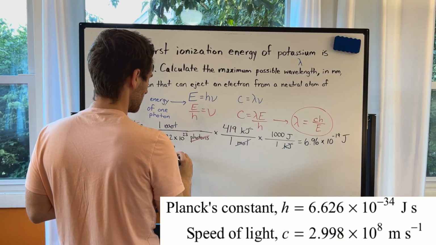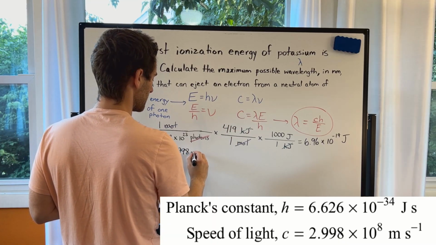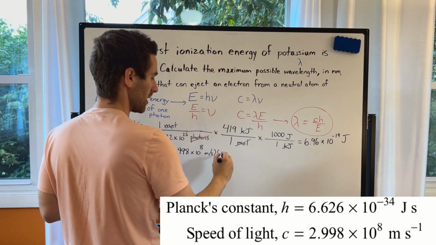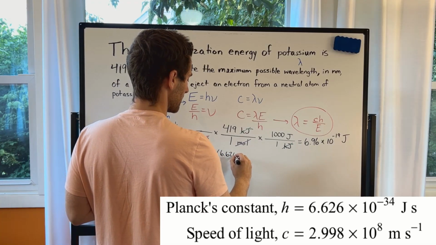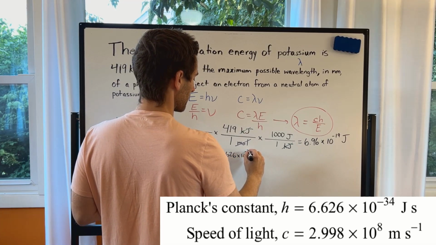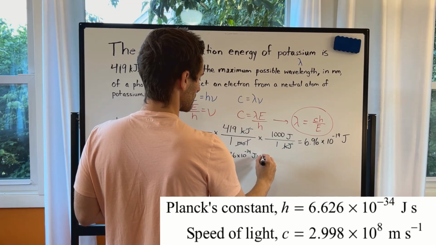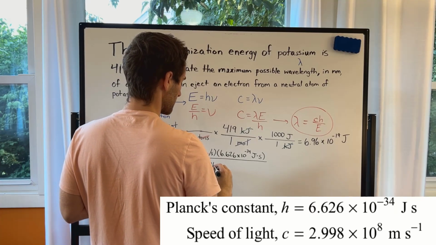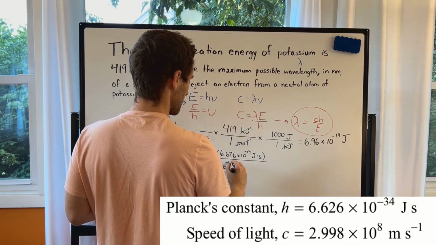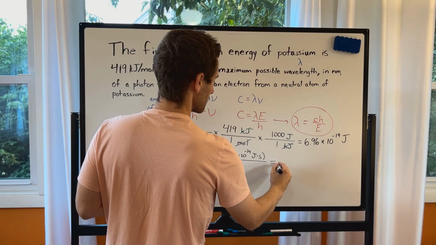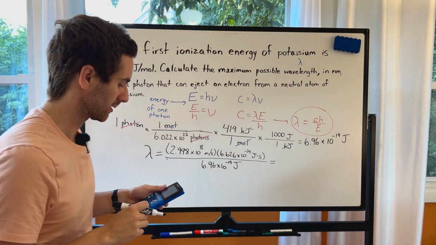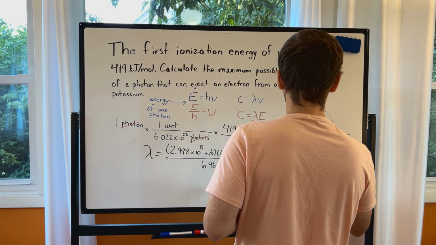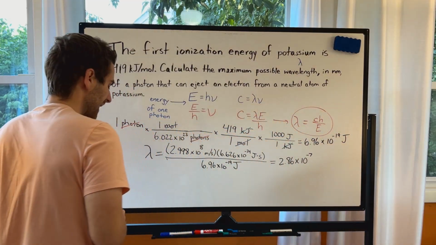So C, 2.998 times 10 to the 8th meters per second, h, 6.626 times 10 to the negative 34th joules times seconds, over 6.96 times 10 to the negative 19th joules. And we get 2.86 times 10 to the negative 7th.